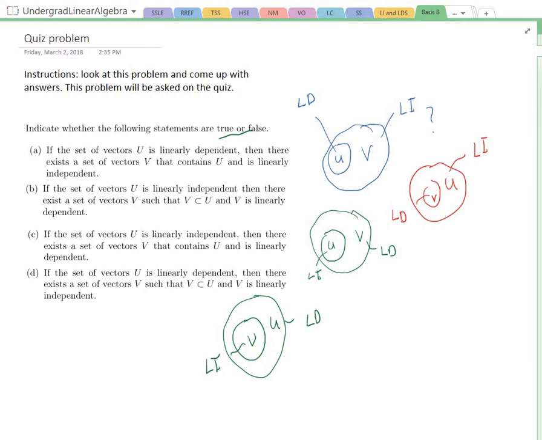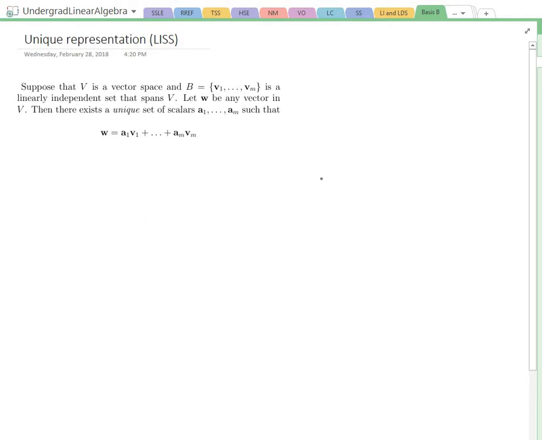All right, let me go on and pick up on something that was introduced in the LISS section, but it's going to be used very heavily in the basis chapter. Suppose V is a vector space and B is a linearly independent set that spans V. Let W be any vector in V. Then there exists a unique set of scalars a1 through an such that W equals a1 v1 plus ... plus an vn. So W is the unique linear combination of linearly independent vectors.